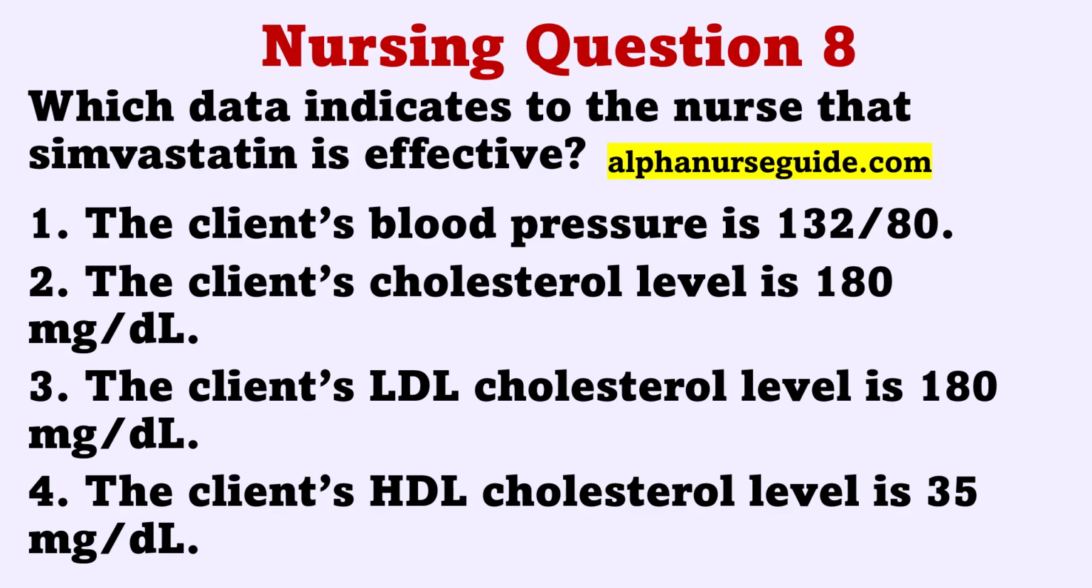The correct answer is 2. The client's cholesterol level is 180 milligrams per deciliter. Simvastatin is an HMG-CoA reductase inhibitor, or a statin that lowers cholesterol levels. A cholesterol level less than 200 milligrams per deciliter is desirable and indicates the medication is effective.